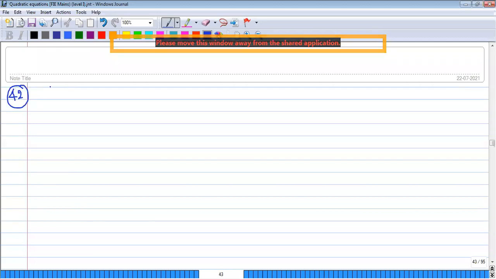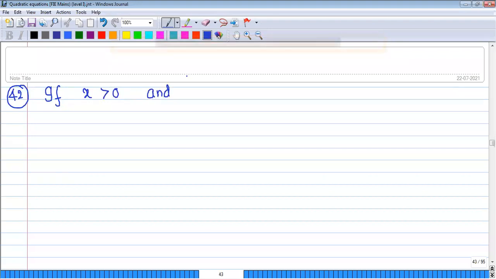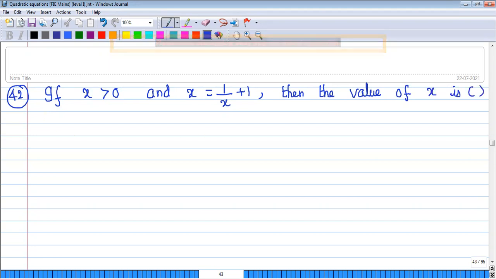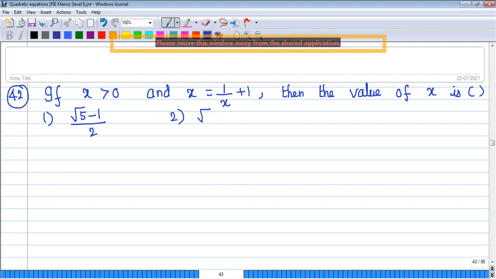Forty-second question. If x greater than 0 and x equals to 1 upon x plus 1, then the value of x is: first option root 5 minus 1 by 2, second option root 5 plus 1 by 2, third option root 5 minus 1 by 4, fourth option root 5 plus 1 by 4.